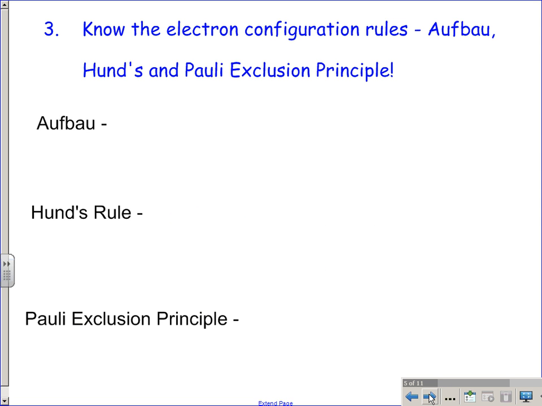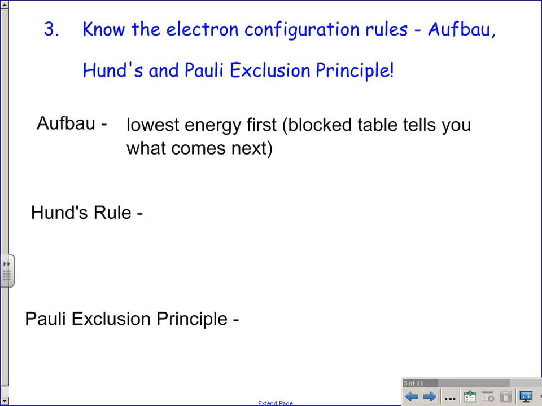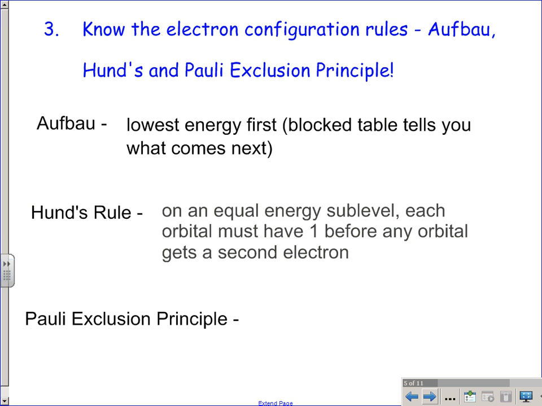Know your electron configuration rules: Aufbau, Hund's rule, Pauli exclusion principle. Aufbau, remember, is lowest energy first. Your block periodic table is the easiest way to see what comes next. Hund's rule: on an equal energy sublevel, so on a P, a D, or an F on any energy level, each orbital must have 1 before any orbital gets a second. It's all about lower energy and the fact that when you cram a second one in, you've got greater electron repulsion. That's going to be higher energy, less stable, so you put 1 in each.